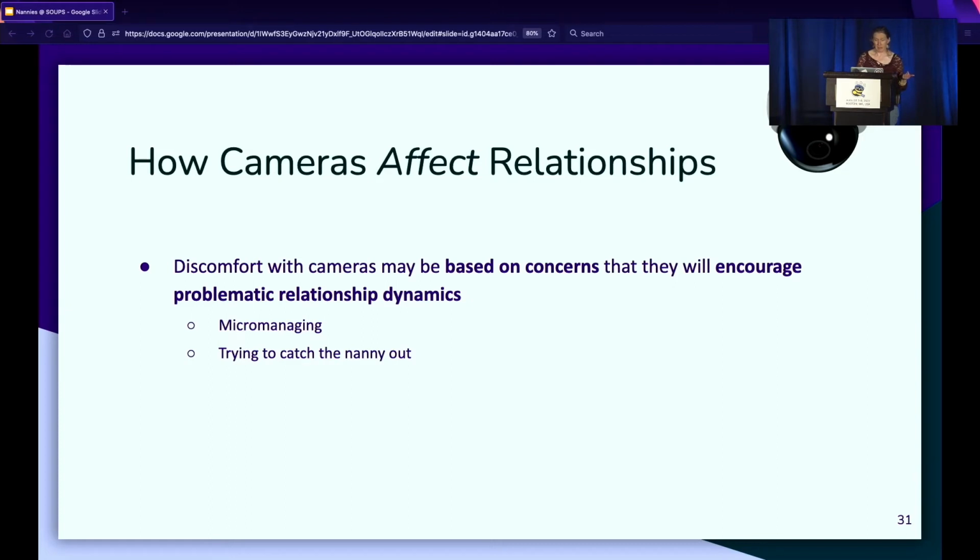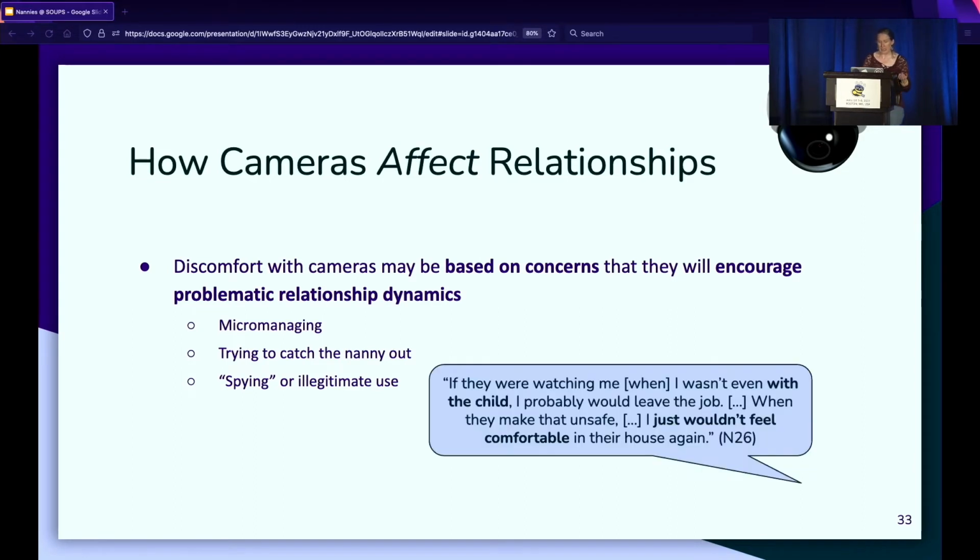Some nannies viewed it as "spying" if their employers watched them constantly on the camera, especially when they worked with the children, like at nap time. Others view being watched at all as spying, hence the scare quotes. Different participants use that term spying differently. For example, Nanny 26 said, "If they were watching me when I wasn't even with the child, I probably would leave the job. I just wouldn't feel comfortable in their home again."